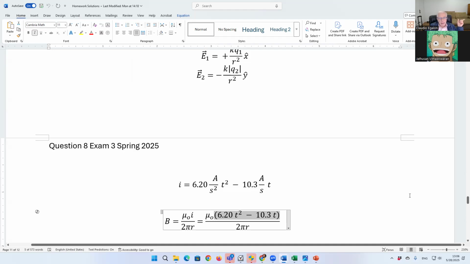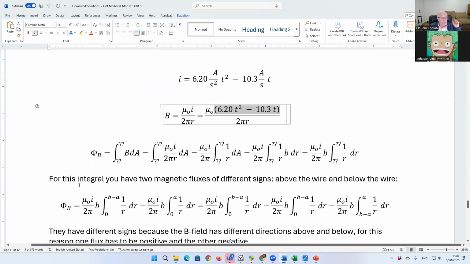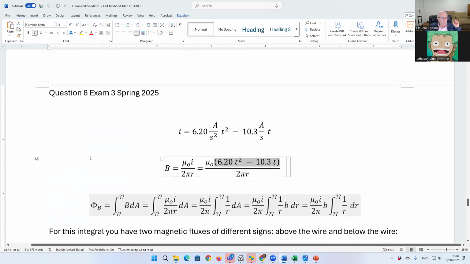Now that we have the magnetic field, we have to calculate the magnetic flux. With the magnetic flux, we are going to determine the electromotive force being generated at that closed loop at a given instant of time. That's the magnetic flux. We still do not know the limits of the integral, so I put a question mark here. We will find out.